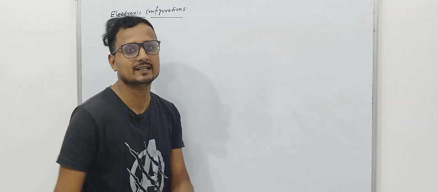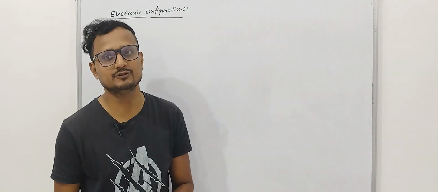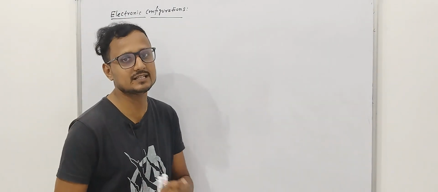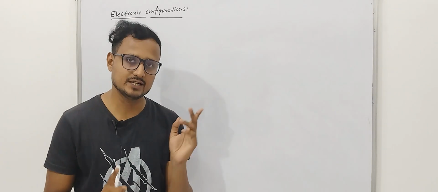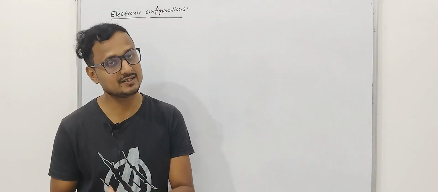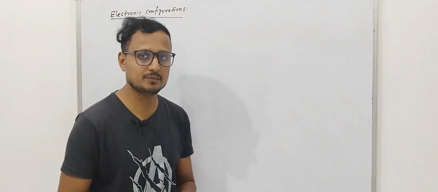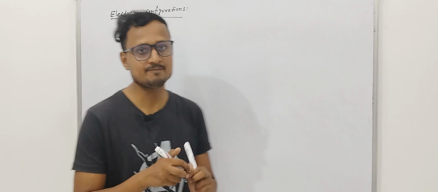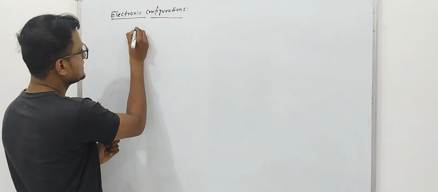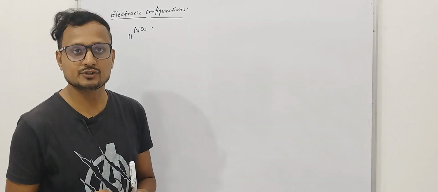Good evening everyone. In this video, I'll be discussing the electronic configurations of the elements with the atomic numbers 11 to 30. In the previous video, I discussed up to atomic number 10. So today we will start with the elements having the atomic number from 11. Okay. Now the atomic number 11 is the element sodium.